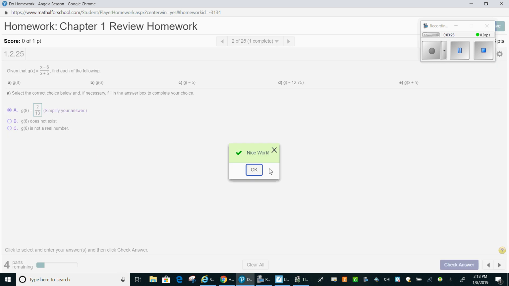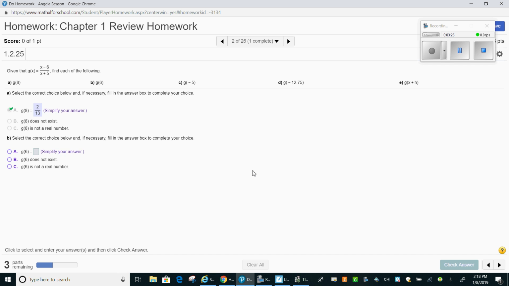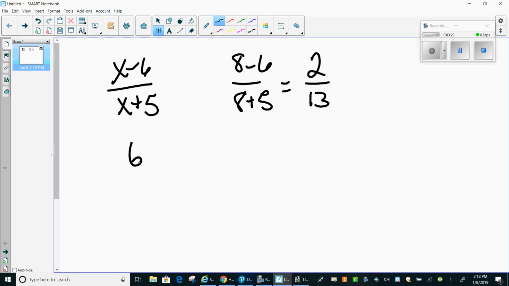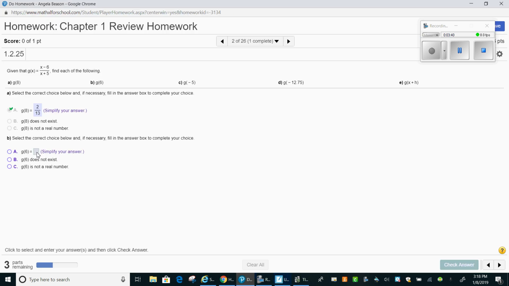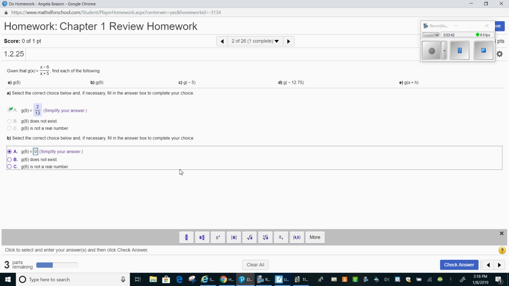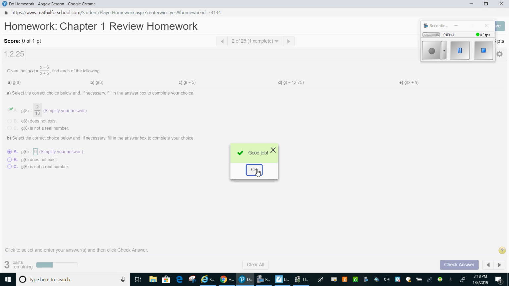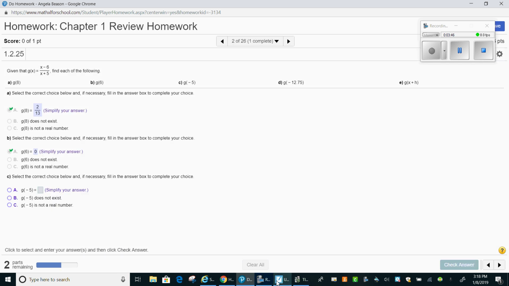Okay, nice work. The next one they want me to try is g of 6. If I plug 6 in, 6 minus 6 on the top and 6 plus 5 on the bottom would be 0 over 11. 0 divided by 11 is 0. So for the next one, I'm going to put g of 6 equals 0. And that works.